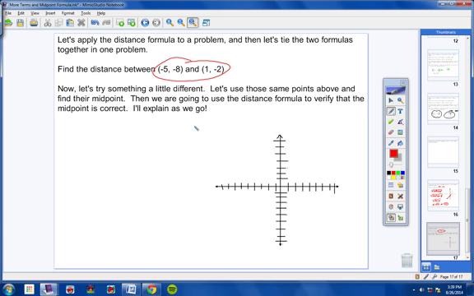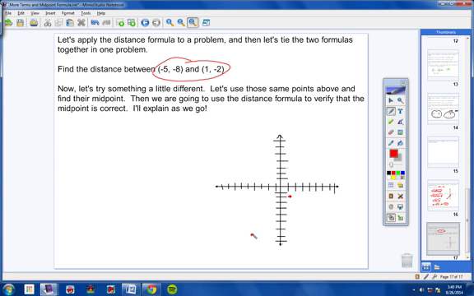The first thing we're going to do is find the midpoint between these two points right here. Again, if you want to copy down this drawing, you can. You don't have to. I think we're about right here. 1, 2, 3, 4, 5, 6, 7, 8. And then (1, -2).